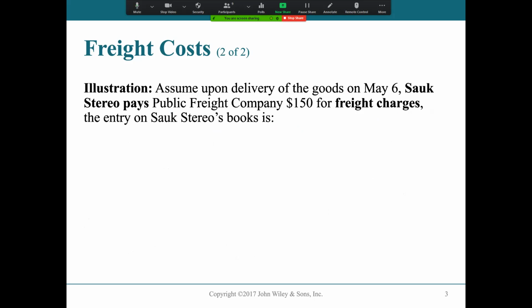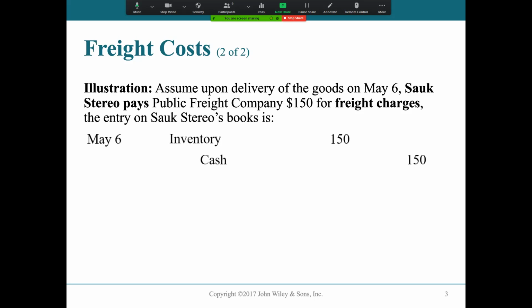All right. So here's a couple examples. It says, assume upon delivery of the goods on May 6th, Sox Stereo pays a public freight company $150 for freight charges. The entry on Sox Stereo's books is. So here's an interesting thing. If you're the purchaser, if you're the buyer of the goods, then you are going to add those freight charges to your inventory account. Why? Because it's part of the cost of the inventory that you're going to sell to your customers.